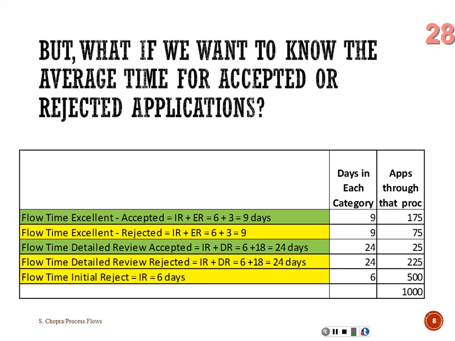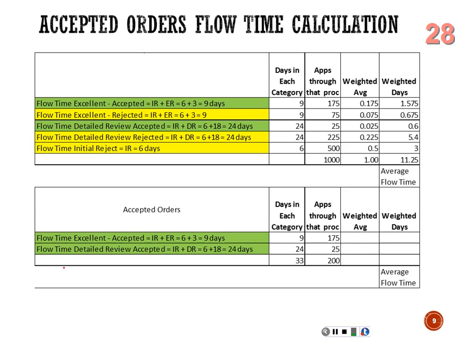All right, so then the question is, but what if we want to know the average time for accepted or rejected applications? Okay, well, this is what we had before, but the accepted applications are in green and the rejected applications are in yellow. And so we're going to go ahead and move on to the next slide, right? And so this is the slide that we were looking at before. If I want to look at accepted orders only, I can do, again, the weighted average of how long it takes for these orders to go through, okay?